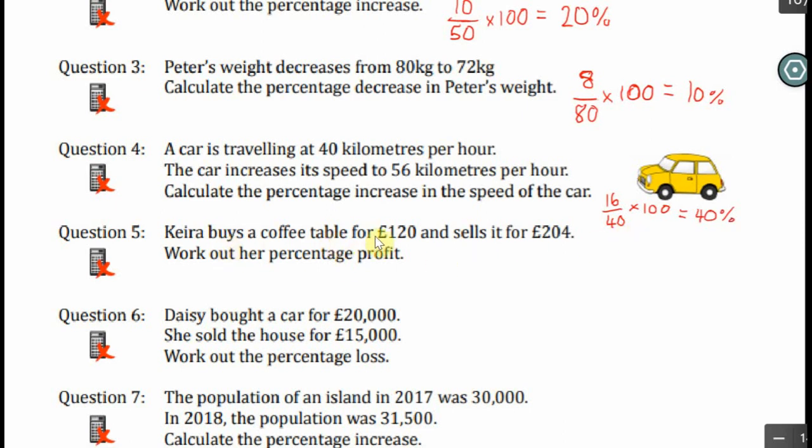Kira buys a coffee table for £120 and sells it for £204. Work out her percentage profit. So percentage profit is the same as percentage change. The actual amount she's gone up by there is £84 out of the original 120 times 100. I can simplify that fraction. They're both divisible by 12, and that would be 10 on the bottom obviously, and 7, so 7/10. So this is 70% profit.